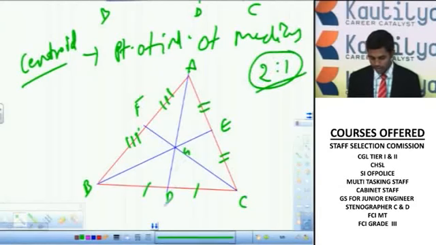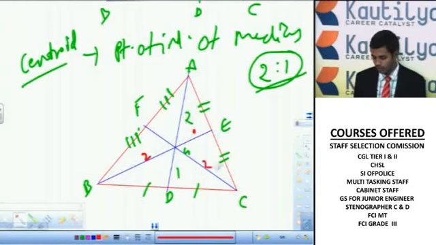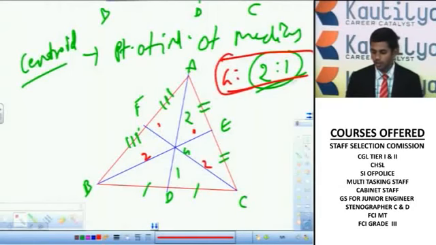Since AD is one median here, G is the centroid, and this centroid will divide the median into a 2:1 ratio, with two parts being towards the vertex, that is towards A, and one part being towards the base. Similarly, BE is also a median, and the centroid G divides it in the ratio 2:1, and similarly CF in the ratio of 2:1. So the centroid G divides the median in the ratio of 2:1. This is very important.